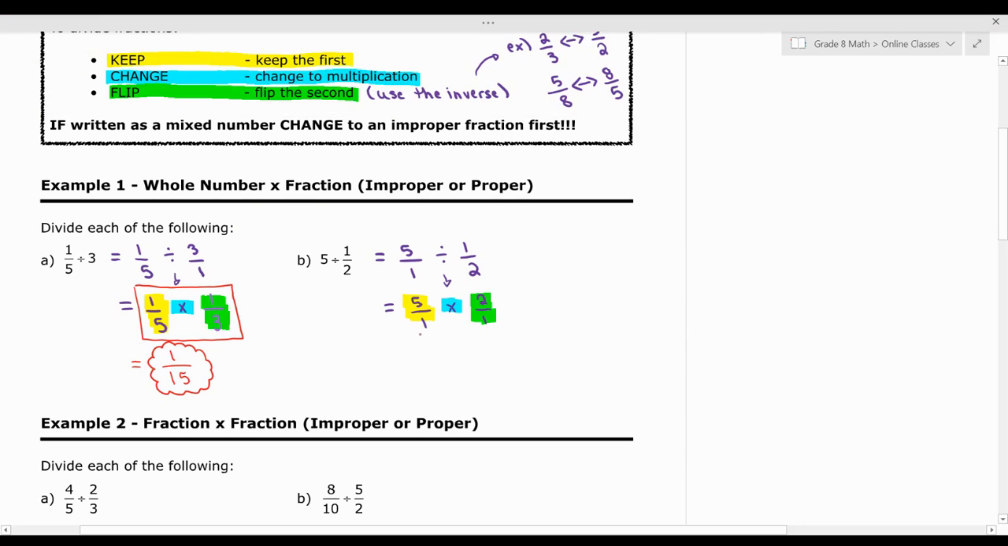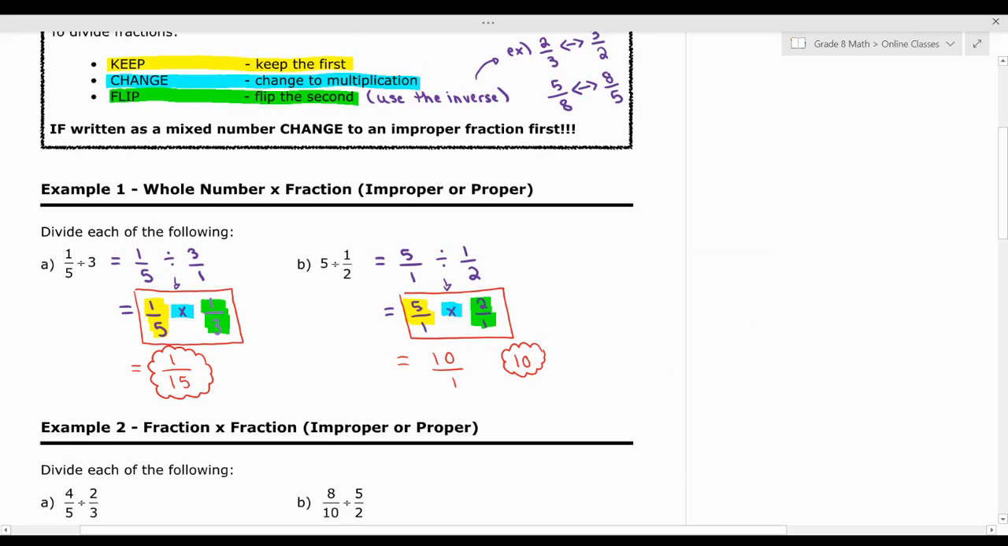Okay, I will point out, once you get here, you've already practiced this. So we're going to go top times top. I'm going to get 10. And then bottom times bottom, you will get 1. We can clean this up. We wouldn't normally write a number like that. It's 10 divided by 1, or 10/1. So we're going to say our final answer would be 10.